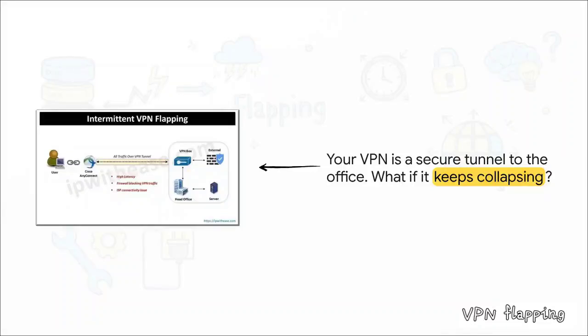So let's think about your VPN for a second. The easiest way to picture it is like a private super secure tunnel. It runs over the regular old public internet, but it connects your computer directly and safely to your office network. It's the magic that lets you access all your company's files and resources as if you were sitting right there at your desk. But the problem we're digging into today is what happens when that tunnel just keeps collapsing and rebuilding itself over and over again.